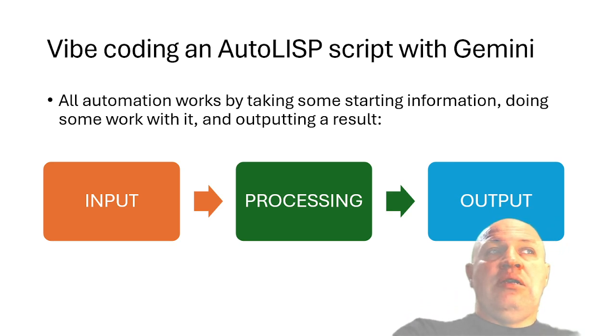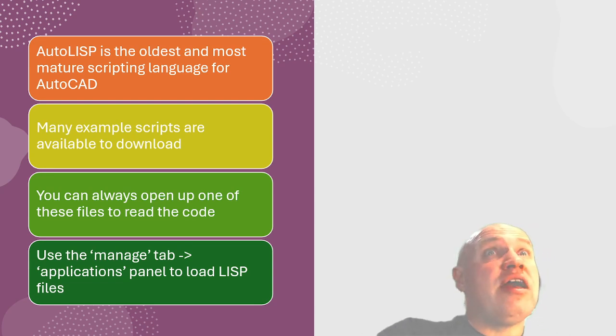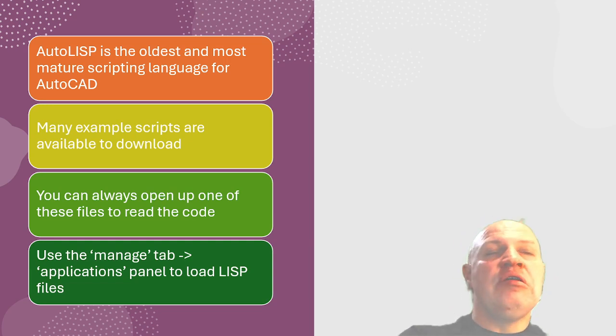So we're using, as I said, AutoLISP. And the reason we're using AutoLISP is because it is the oldest scripting language around for AutoCAD. There are lots of examples around to download, and they're just text files. You can always open it up and read it. It's easy to see what's going on. Because of that, there's also a lot of these files that LLMs have been trained on. Two years ago, when ChatGPT first came out, it wasn't so great at Lisp programming because it's quite an old programming language. But since then, it's got a lot better.